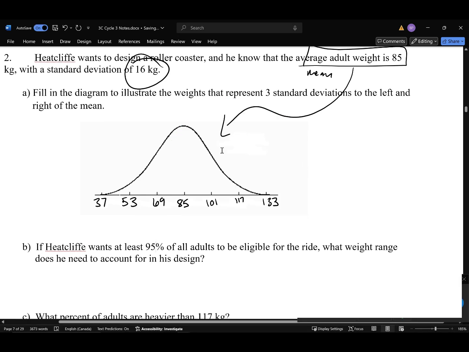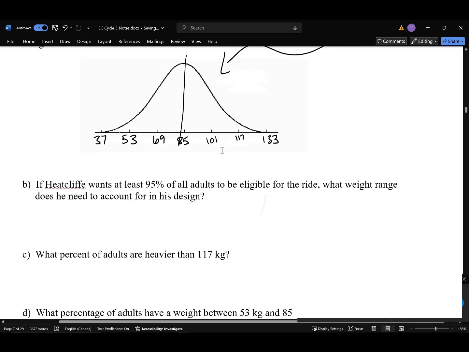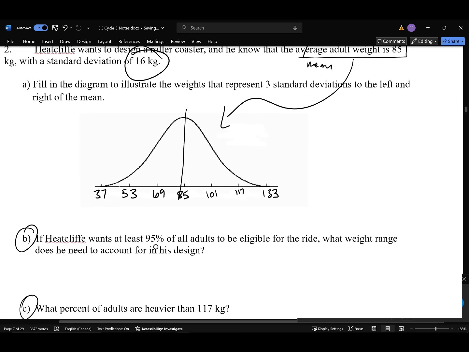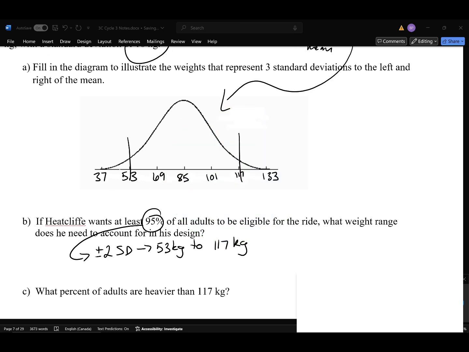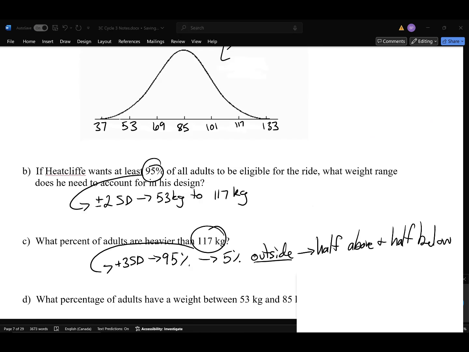Good. Here we're working with our mean right smack in the middle, and then we're going +1 standard deviation, +2 standard deviations, plus another standard deviation, -1, minus another right down here. Now what I want you to do, again, I encourage you to pause the video here, try out questions B, C, and then D. I will throw the answers up here in about 3 seconds. Good, so here we're working with 95% of all of our adults. That's going to be within 2 standard deviations of our mean. We can see that right up here. That's going to be from 53 kilograms to 117 kilograms.